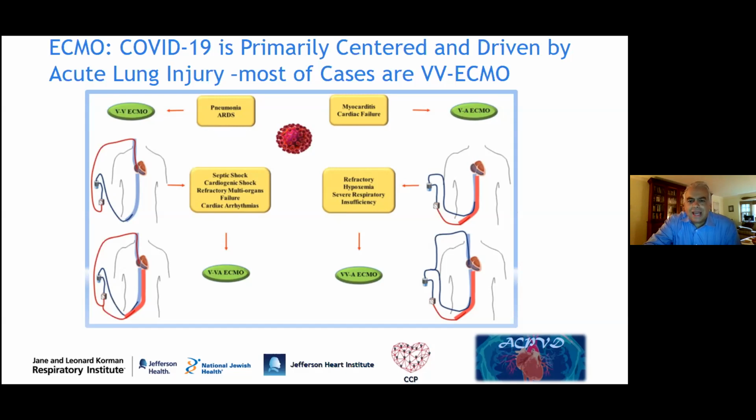In terms of VA ECMO, one important point here is you could, especially if you get into the issue of needing a higher degree of circulatory support with higher blood flow requirements, you could go into a configuration where you do a double drainage venous cannula, and this is called VV-A ECMO.